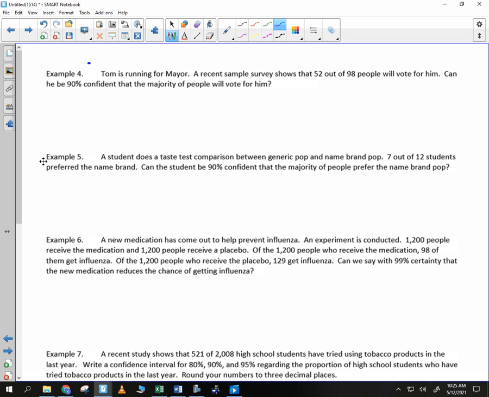I know it looks weird we're starting on the backside, but I went through this worksheet. I really think it's best for us to start on the backside. I went through all the problems. I was trying to see what's going to be best for us. A recent sample survey shows that 52 out of 98 people will vote for him.